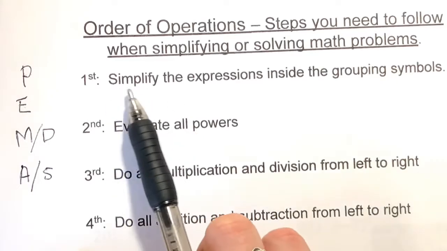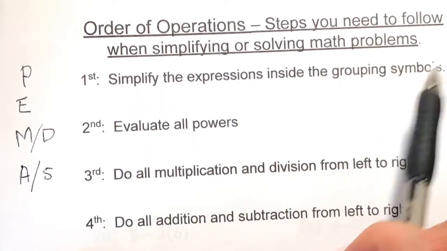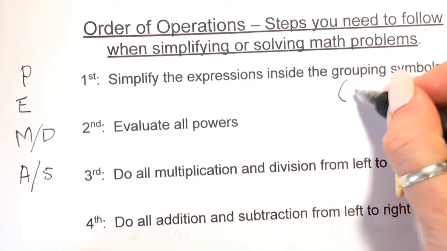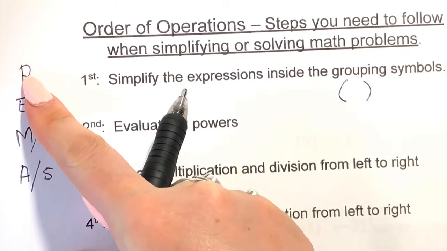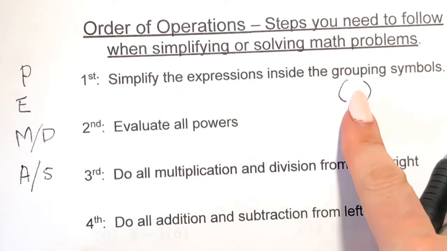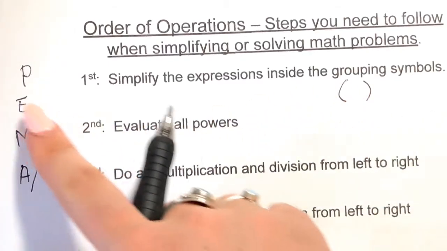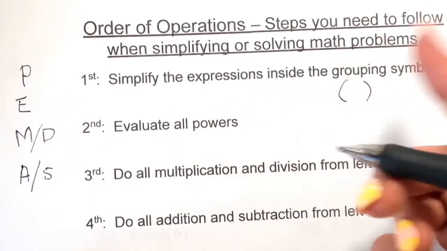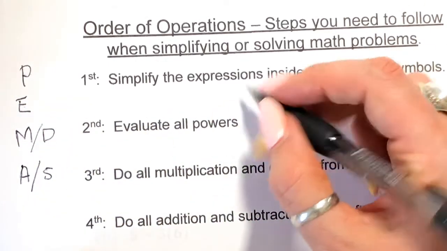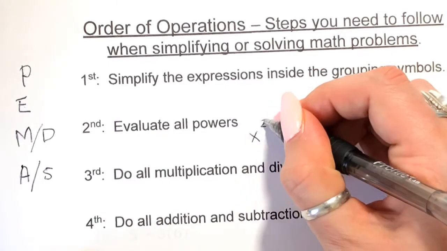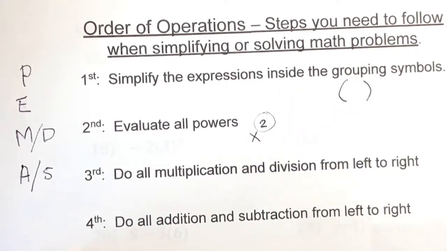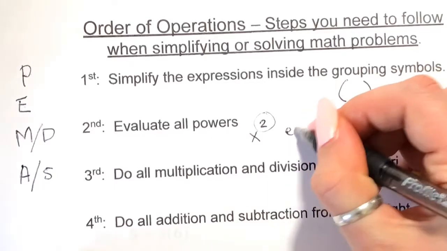We want to first simplify expressions inside grouping symbols. Those are your parentheses. That's where the P comes from. So anything in parentheses we do first. Then the E is going to be your exponents, so anything with a power. Like this little 2, if there's a square, you're going to do your exponents first.